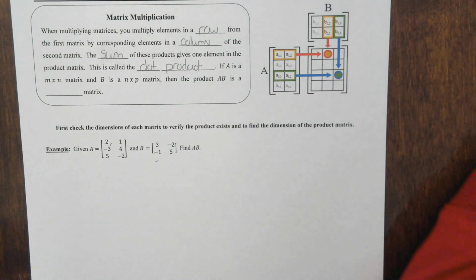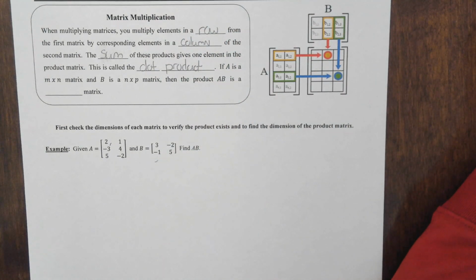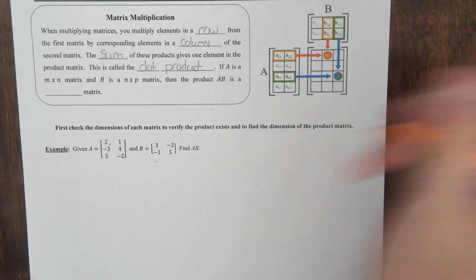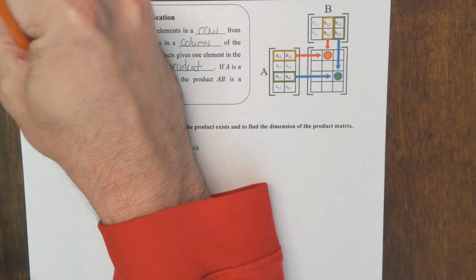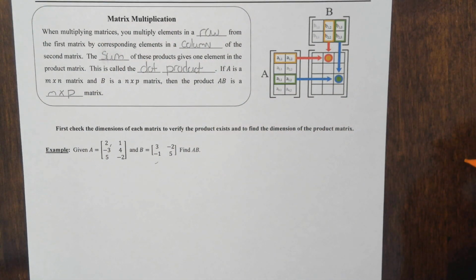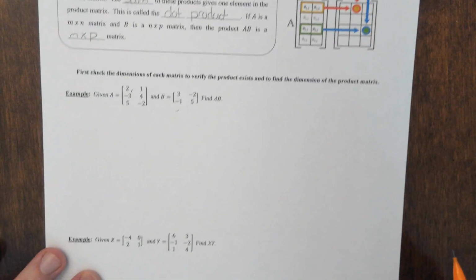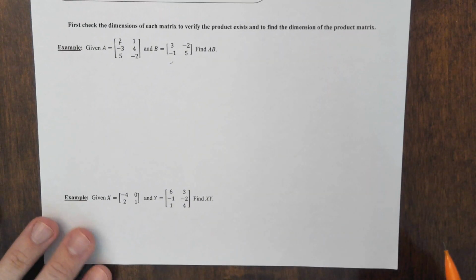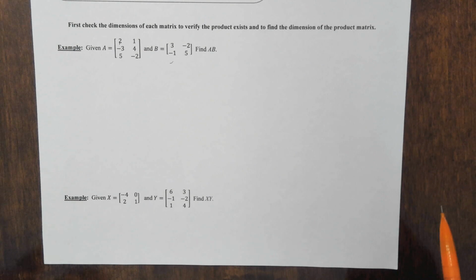If A is an M by N matrix and B is an N by P matrix, then the product AB is an M by P matrix. Okay? And we'll explain all that right here. So first things first, when I look at this first example, I have to check the dimensions. They do not have to be the exact same dimensions when doing matrix multiplication, so pay attention here.